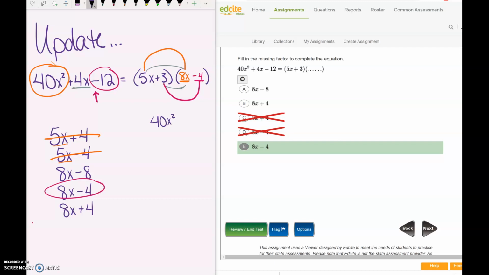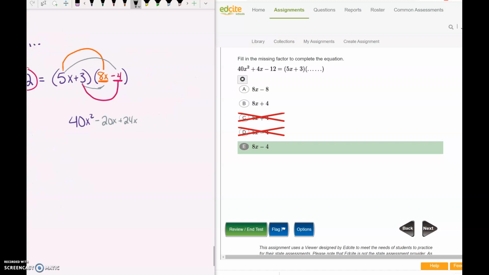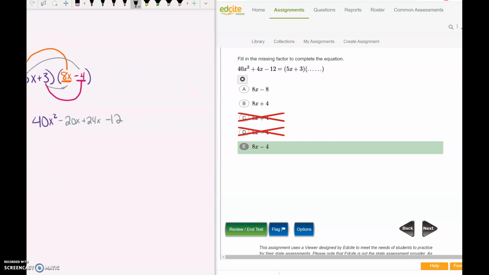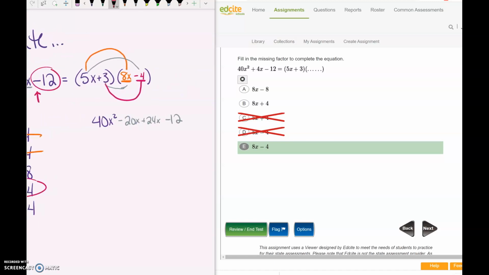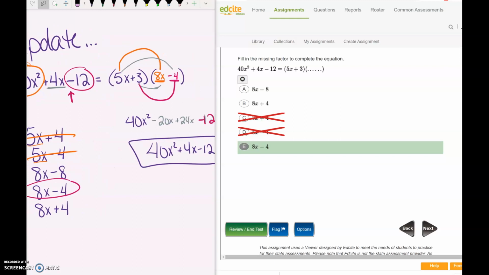And if you want to check it then, 5x times 8x is 40x squared. 5x times negative 4 is negative 20x. 3 times 8x is positive 24x. And 3 times negative 4 is negative 12. Those would add together to give us 40x squared plus 4x minus 12, which is what we originally started with, now that I've made that correction. So the correct answer is 8x minus 4.